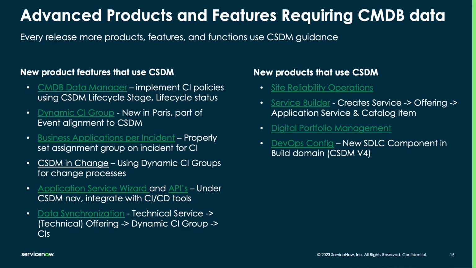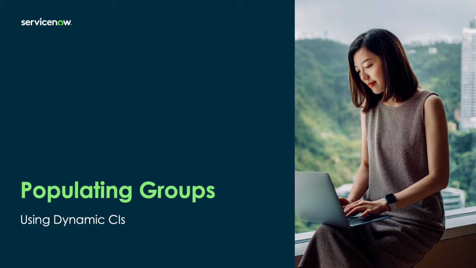If you're not using that, it's a great tool. It's in the store. Digital portfolio management is a way we're bringing the business apps and the service together, and all the metrics that we collect, including some of the key metrics we're going to talk about here to fix those. And the last thing to mention is DevOps config manages the SDLC component. This is something we added in CSDM version 4, and a lot of the products are still being baked to be able to leverage that in the future.